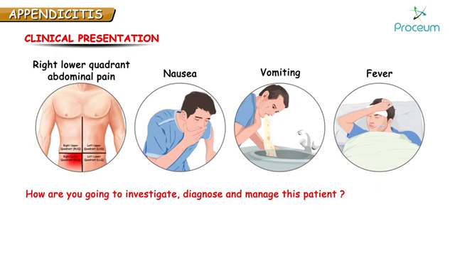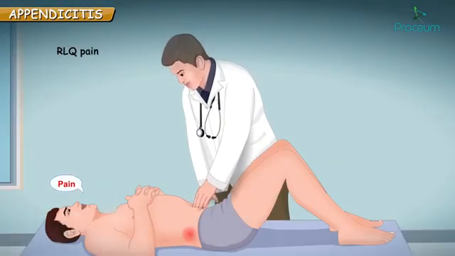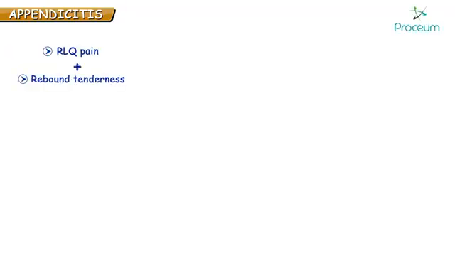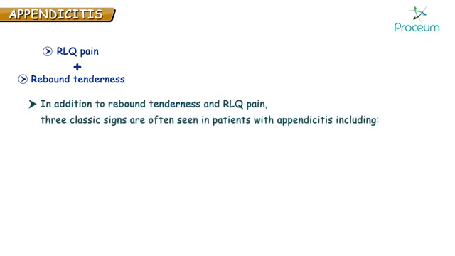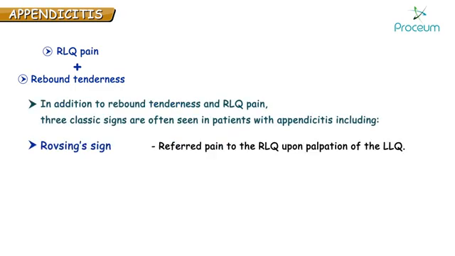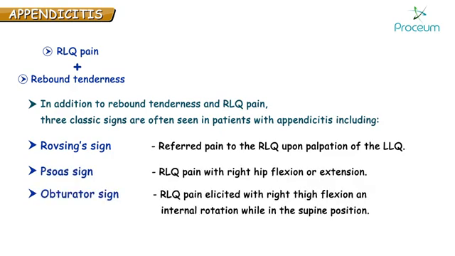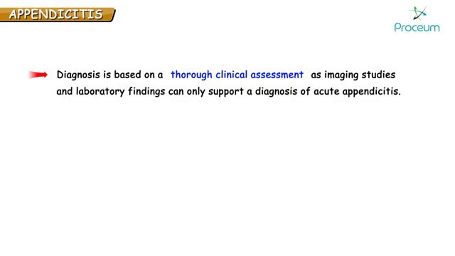See, the right lower quadrant pain experienced by a patient with appendicitis most often occurs at McBurney's point, as I told you. In addition to right lower quadrant pain, the patient has rebound tenderness, which means you apply pressure on McBurney's point, and on removal of pressure, the patient will scream, the patient will have severe pain. So right lower quadrant pain plus rebound tenderness. In addition to this, 3 classical signs are often seen. Those are Rovsing's sign, psoas sign, and obturator sign.